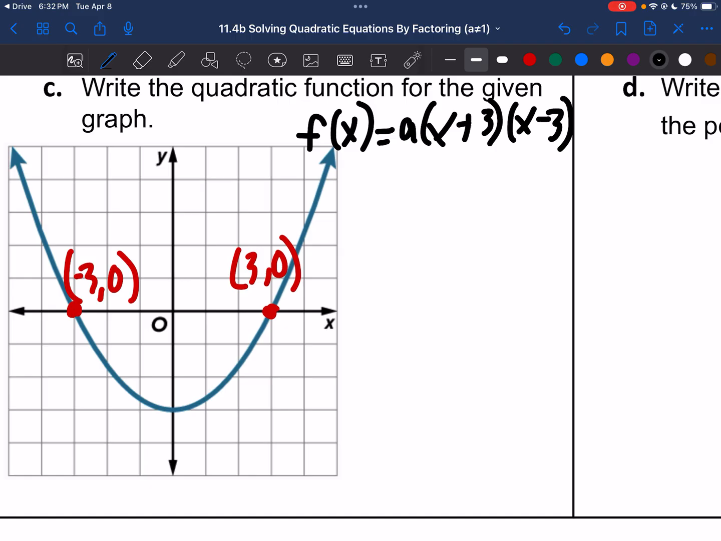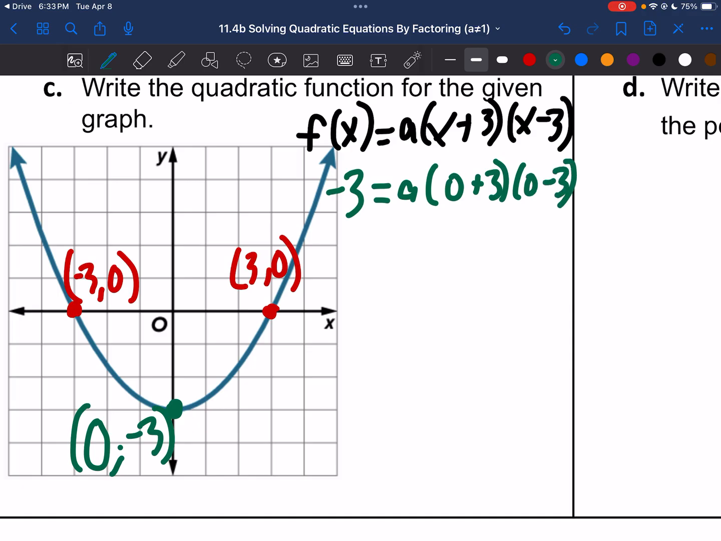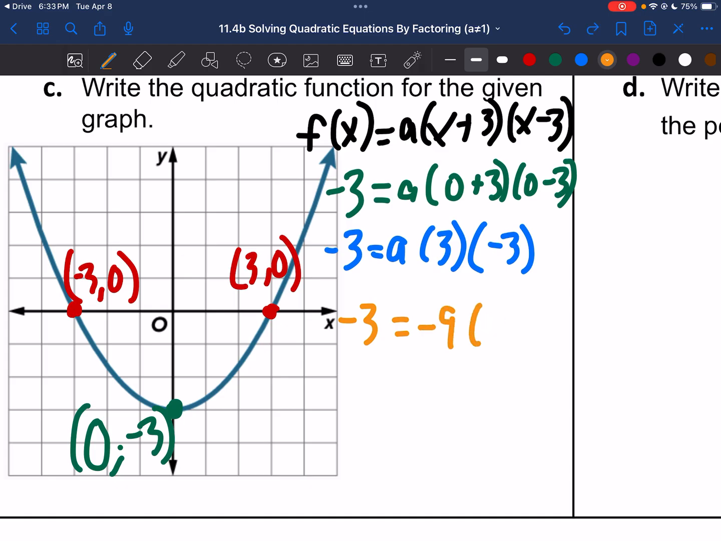So now we are going to substitute in a third point that we know. I like this point of 0, -3. So we're going to use 0, -3 as our point. We substitute in -3 as our y, or our function value, f of x. And that is going to equal a times 0 plus 3 times 0 minus 3. Zero plus 3 is 3. 0 minus 3 is -3. So -3 equals, we're going to lead with -9a. And then we divide by -9. And we get -3 over -9 is a positive 1/3 is equal to a.